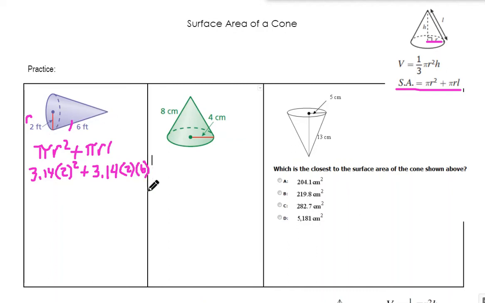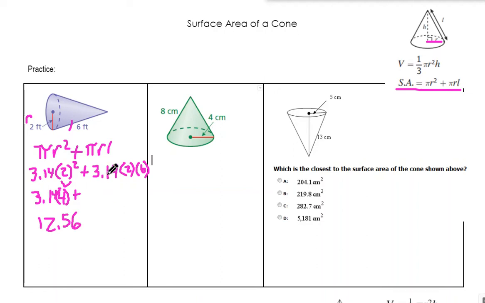Now I would just use order of operations to figure this out. Order of operations would tell me parentheses first. Well, there's nothing to do inside parentheses. Then I would do exponents. I have an exponent here, so I would do 4 here, 4 here, and then I can bring this down. All I have left is multiplication. I have to multiply before I can add. So I would do 3.14 times 4, and that would give me 12.56.